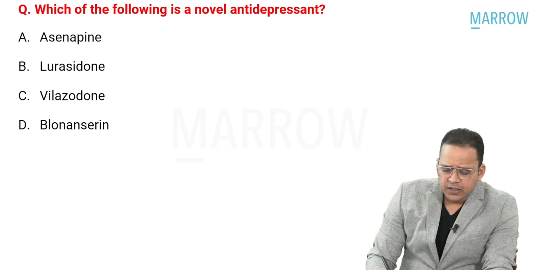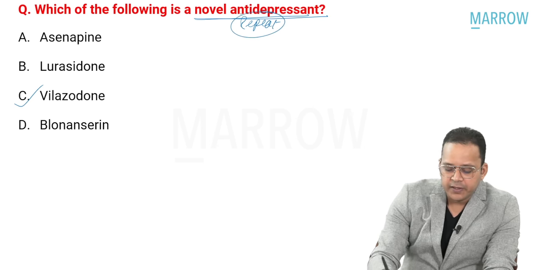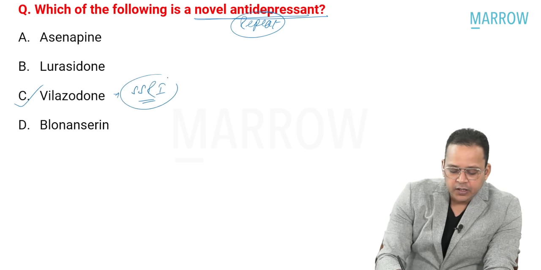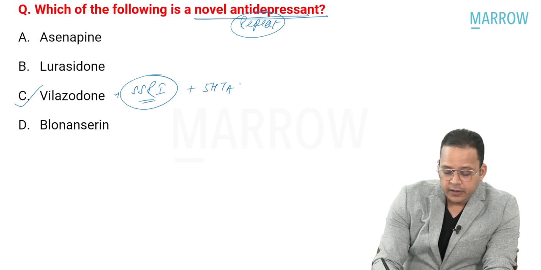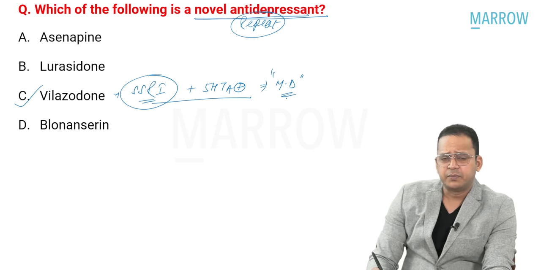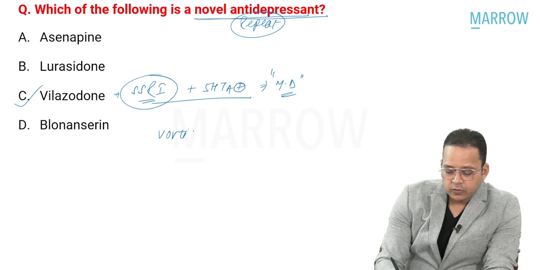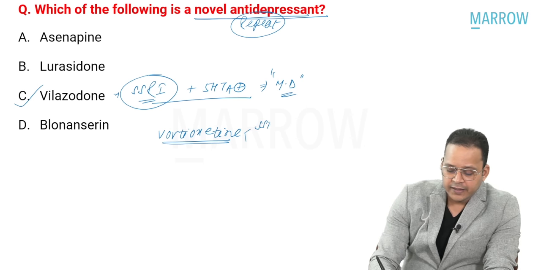Which of the following is a novel antidepressant? Here your answer is vilazodone, and this is a repeat MCQ, it has been asked already. Why is it a novel antidepressant? Because it is an SSRI, and not only that, plus it is a 5-HT1A agonist. So it is reserved for treatment of major depression, because it's not a pure SSRI. Another novel antidepressant is vortioxetine, which is also an SSRI.